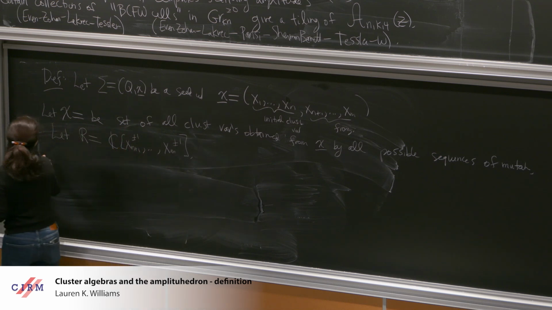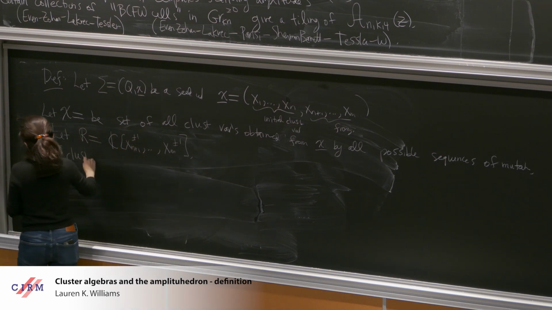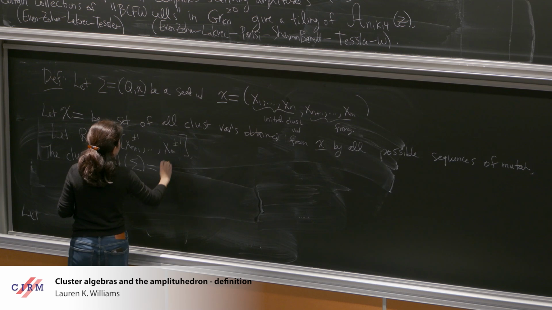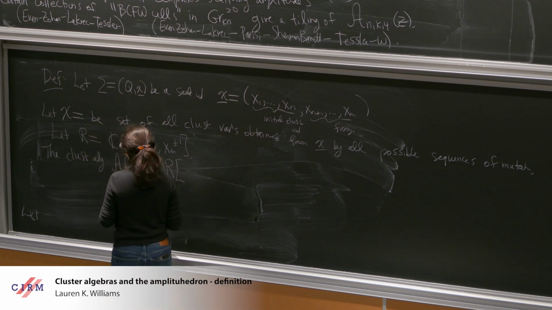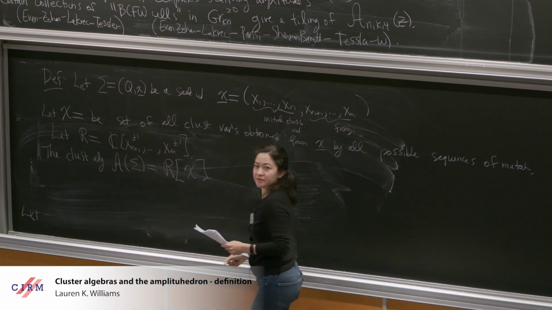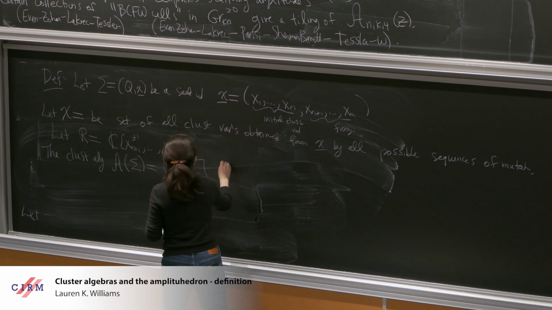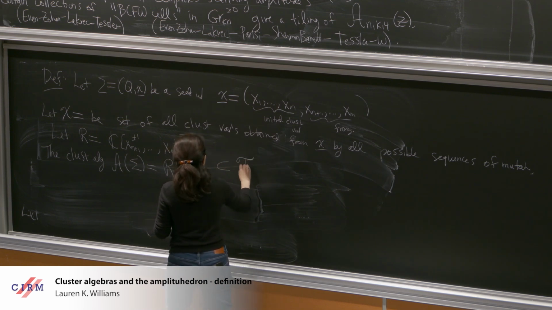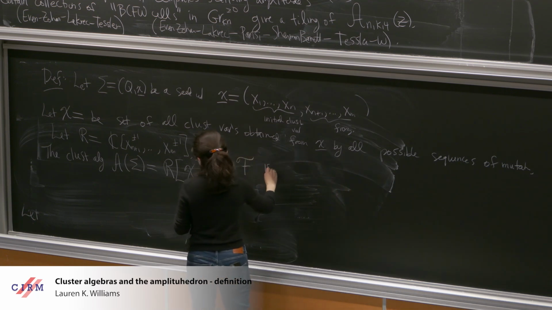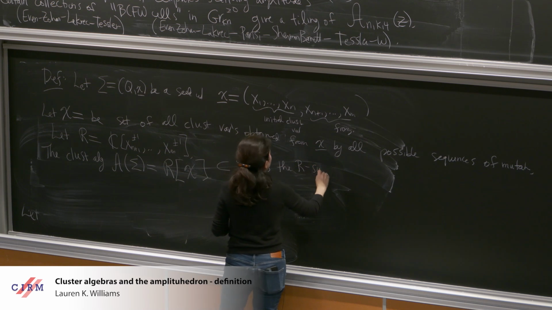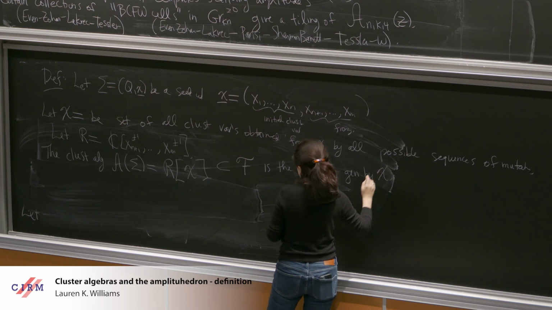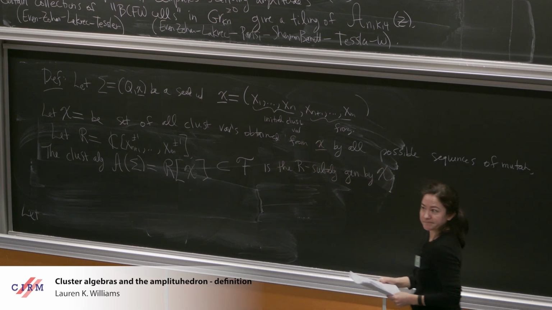And then finally, the cluster algebra associated to our seed is the ring generated by all cluster variables with coefficients in the ground ring. So this is going to be a subring of the field of all rational functions, F. So this is the R-subalgebra generated by all of our possibly infinite cluster variables.